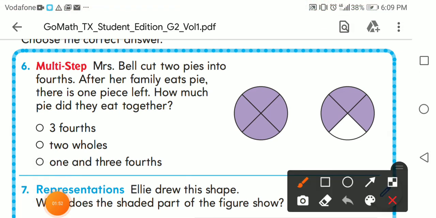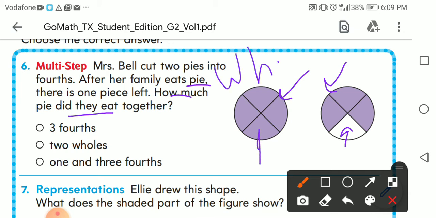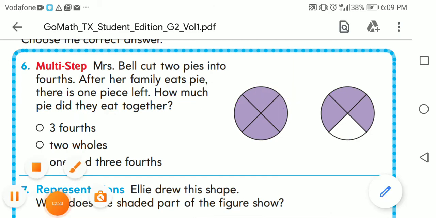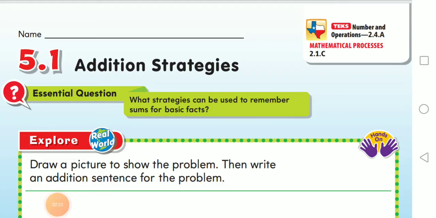So Mr. Bell cut 2 pies into what? Into fourths. After her family eats a pie, there is no pie. There is only one piece left, as you see. How much pie did they get together? One whole, remember, when this is the whole pie, all shaded, and one fourth, okay?